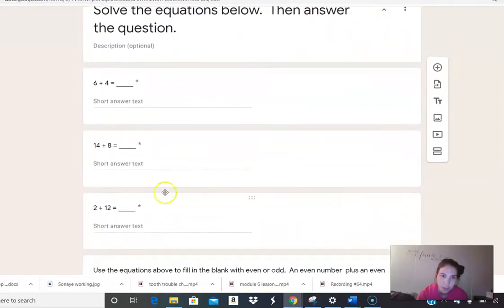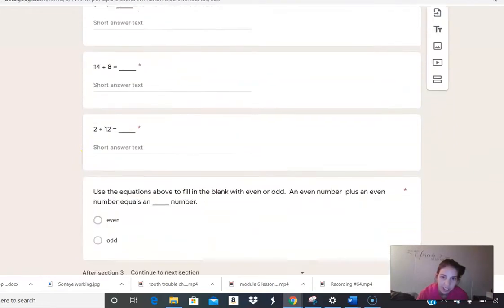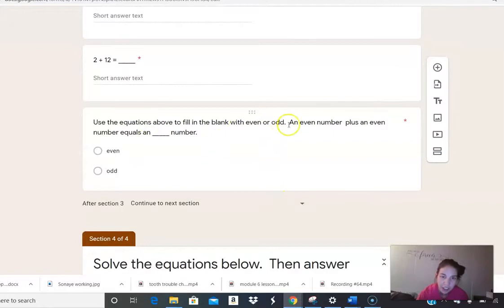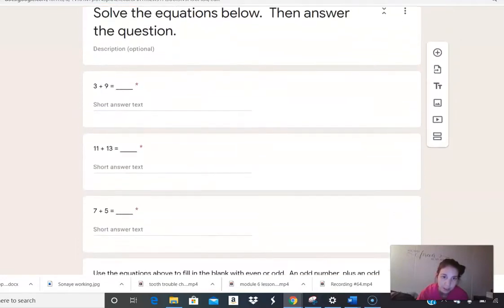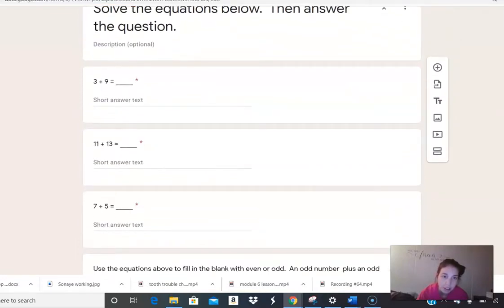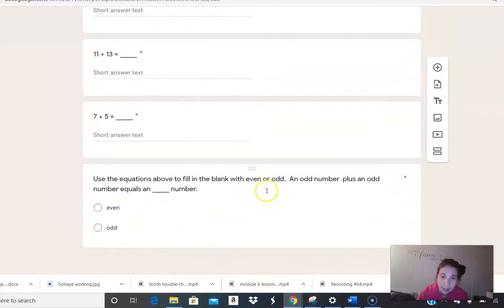Then the next one, you're going to solve the equations. 6 plus 4, 14 plus 8, 2 plus 12. Those are all even plus even numbers. And you're going to answer this question, an even number plus an even number equals blank. And if you were watching our video, this is going to be so super easy for you. Same thing here. You're going to add these 3 equations up, and you're going to answer the last question. An odd number plus an odd number equals a blank number, even or odd. And again, if you did a great job paying attention, you will have no problem with this today.